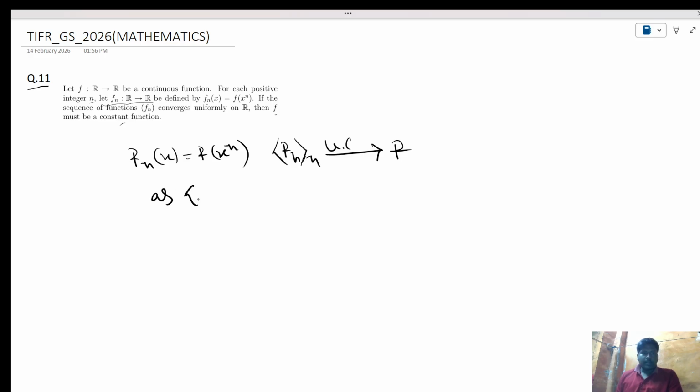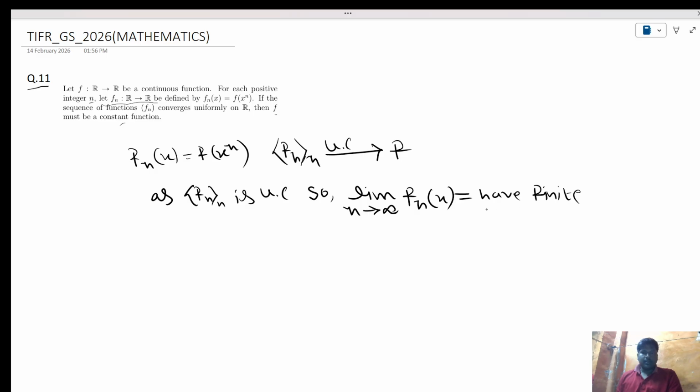As fn is uniformly convergent, the limit as n tends to infinity of fn(x) should have a finite limit, because this is uniformly convergent. So it should be pointwise convergent, and this is for all x belongs to R.